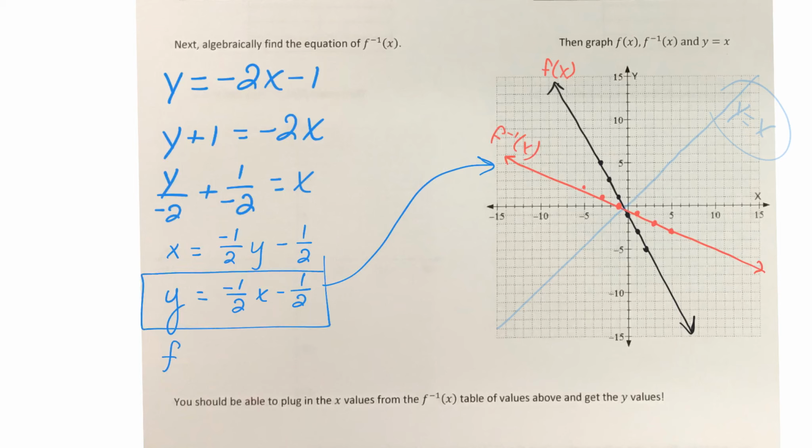And we can write that with the right notation, right? -1/2 x minus 1/2. Okay, that's it. That's all there is to it. To find an inverse function, you're literally just swapping x and y.